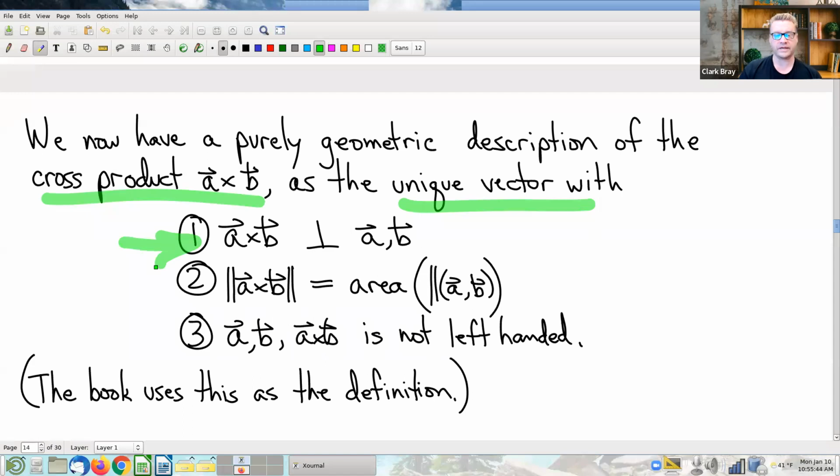It's perpendicular to the inputs. Its magnitude is the area. And it's a right-hand ordering. And it's not a left-hand ordering. So there is a unique such vector, and of course we also know the formula for it. It's the formula that we made the definition. Okay.